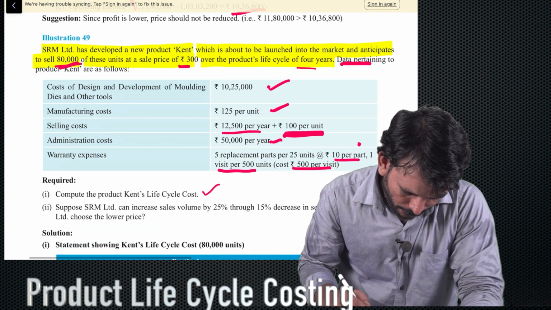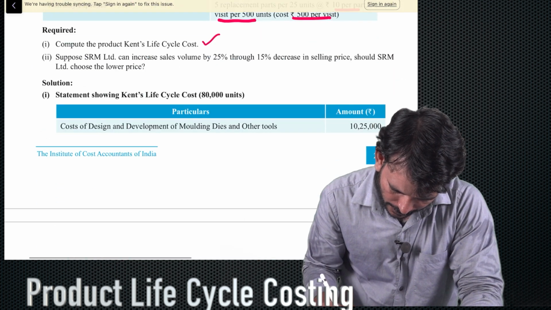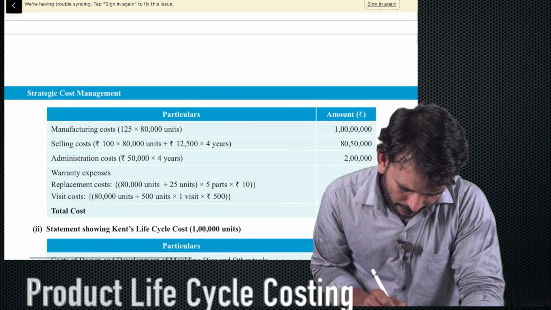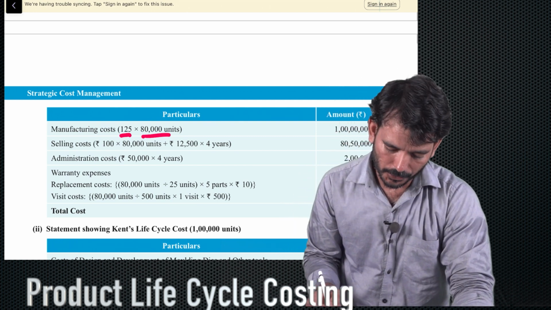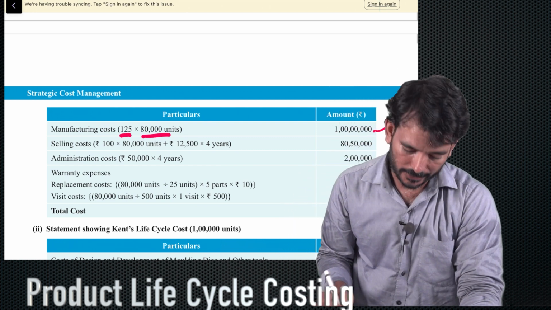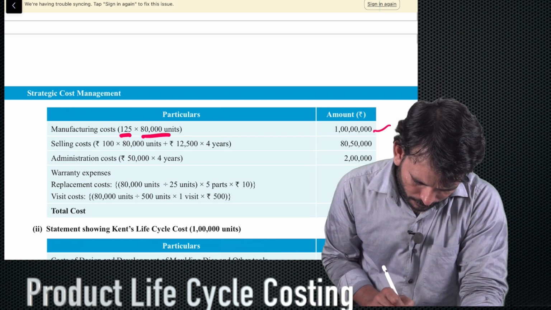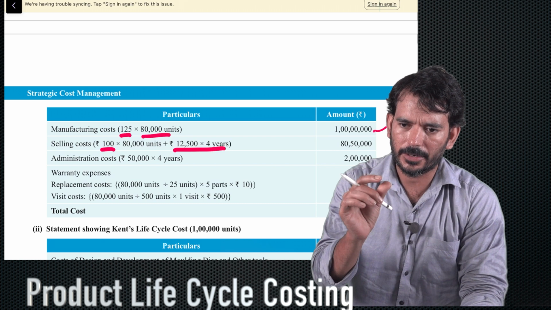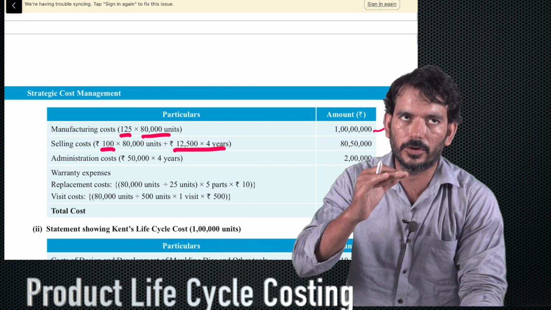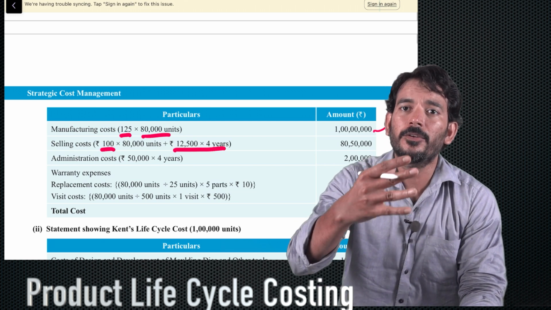Okay, so first thing first, cost of design is 10,25,000. They have taken 10,95,000. Manufacturing cost 125. Throughout the life of the product, we are going to manufacture 80,000 units, so you are going to get total manufacturing cost. Selling cost, as I said, there are 2 elements. Selling cost, one is period cost 12,500 in a year multiplied by 4. So you will come to know what is the selling cost in 4 years.